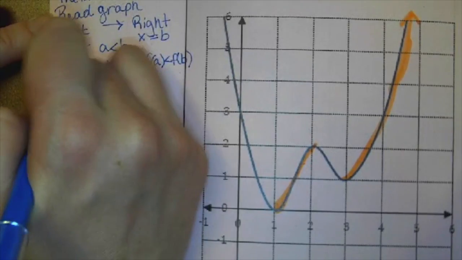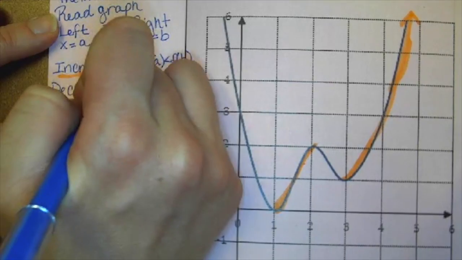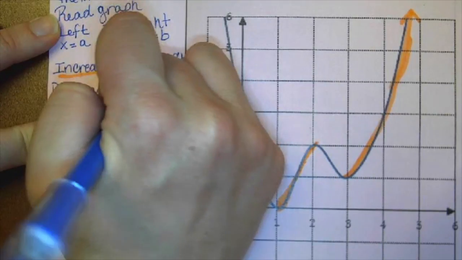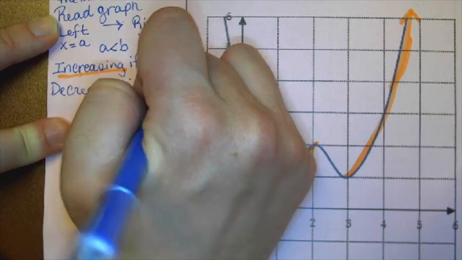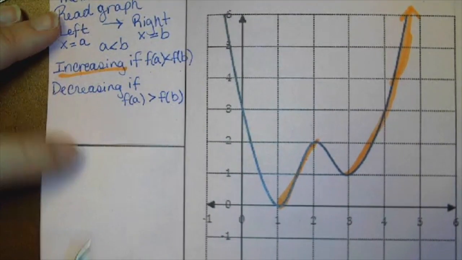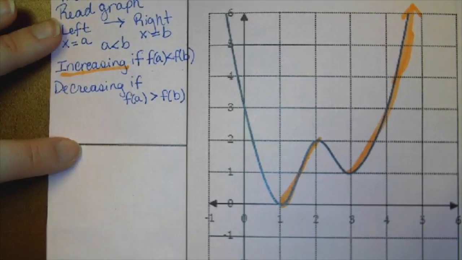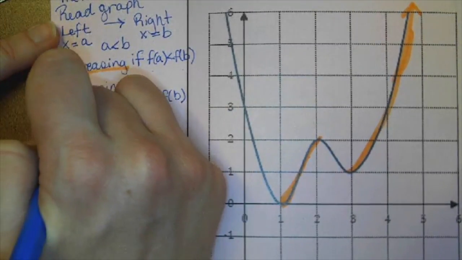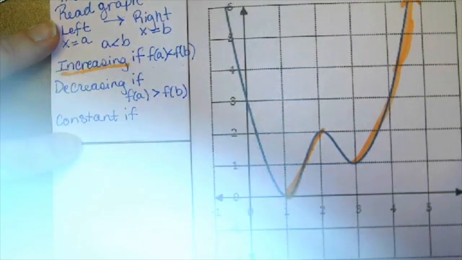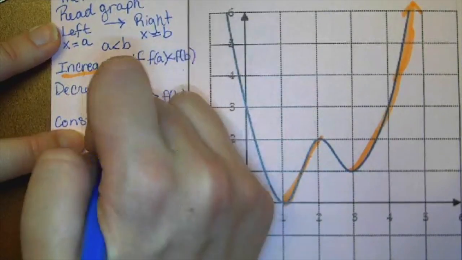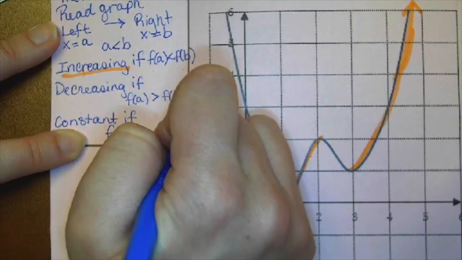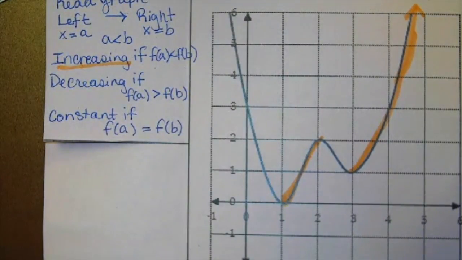So the next thing that we're going to do is decreasing. So it's decreasing if what? F of A is bigger than F of B. So you're right, you said F of B is less than F of A. Yes, that's correct. All right, so decreasing. And then constant. Isn't it like a straight line? A straight horizontal line, yes. Okay, so when is it going to be constant?